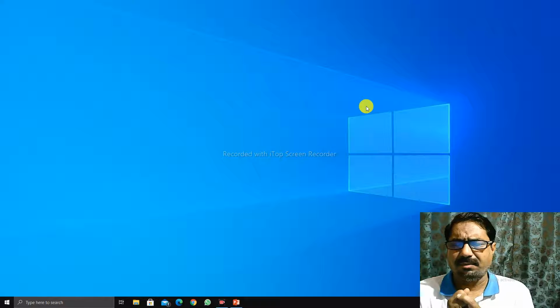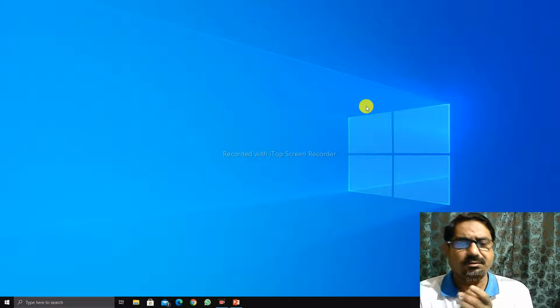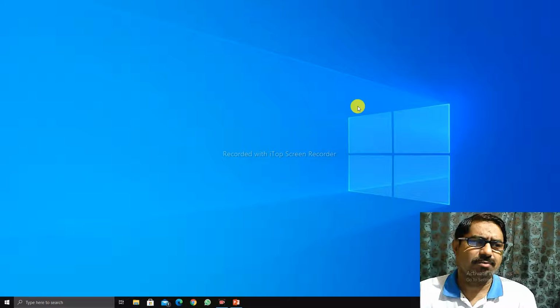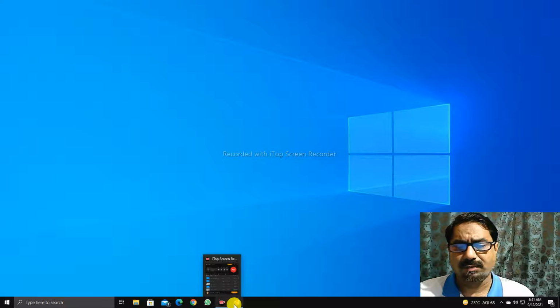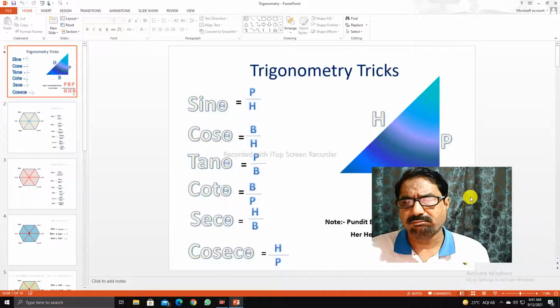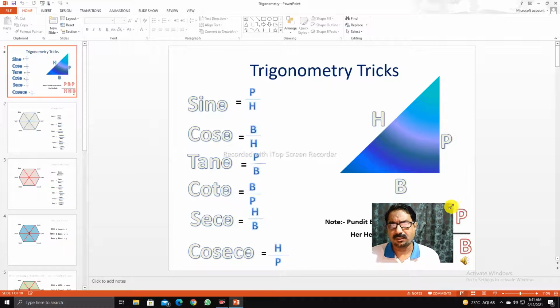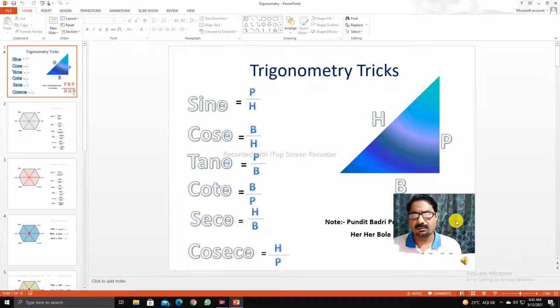Basically, in mathematics, whatever the chapter, whatever the exercise you want to do, if you are very good in the formulas, it's easy to solve any sort of problem. So I'll show you some tricks for remembering trigonometry. In trigonometry there are so many formulas, so I'll show you some tricks to remember them in an easy way. Once you know the formula, you can easily solve any sort of problem.